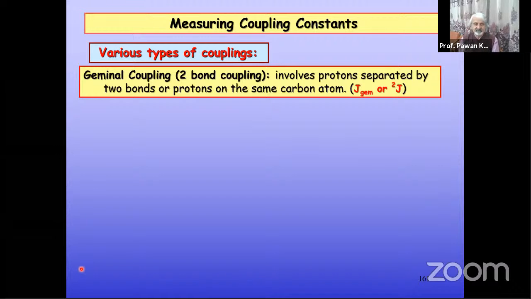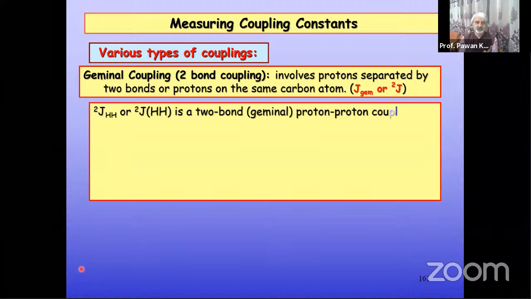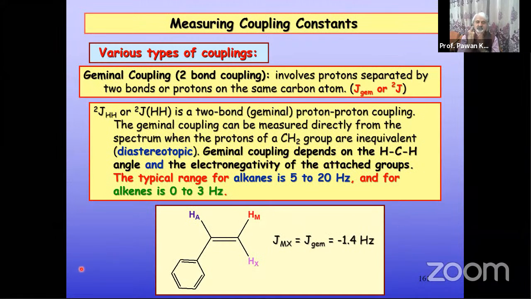So how many types of couplings are there? One is the geminal coupling, that is, 2-bond coupling. That means coupling through 2 bonds, as I have shown you earlier, between the 2 hydrogens which are on the same carbon. Geminal coupling depends on the HCH angle. For example, this is a geminal coupling between HM and HX. So it depends on the HCH angle and the electronegativity of the attached atoms or groups. The typical range of geminal coupling for alkanes is from 5 to 20 Hertz, and for alkenes, it is from 0 to 3 Hertz.